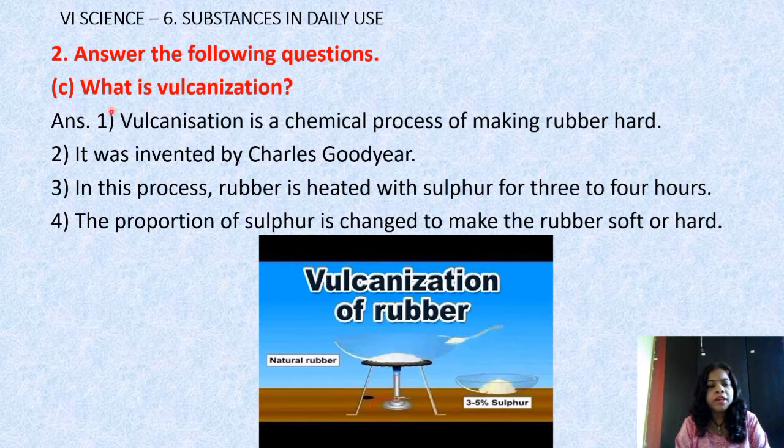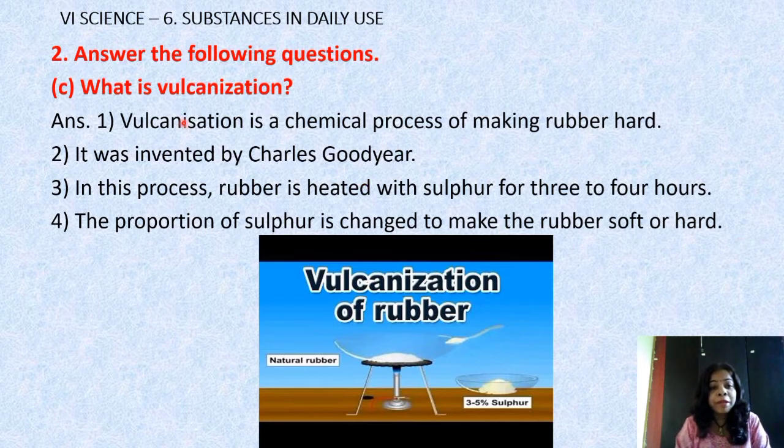Next one, children, what is vulcanization? Vulcanization is a chemical process of making rubber hard. It was invented by Charles Goodyear. In this process, rubber is heated with sulfur for 3 to 4 hours. The proportion of sulfur is changed to make the rubber soft or hard.